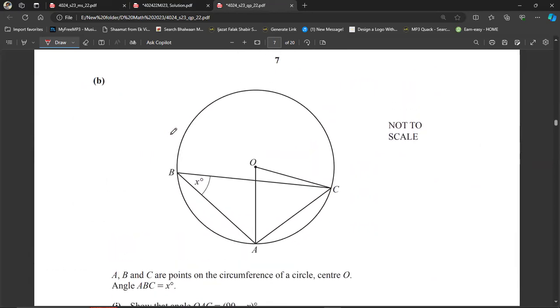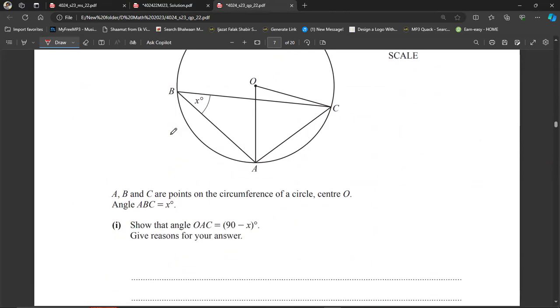He says A, B, and C are the points on the circumference of a circle, center O. Angle ABC is x degrees. The question is, show that the angle OAC is 90 minus x. You see, this angle is x. This is the center, and A and C go to the circumference.